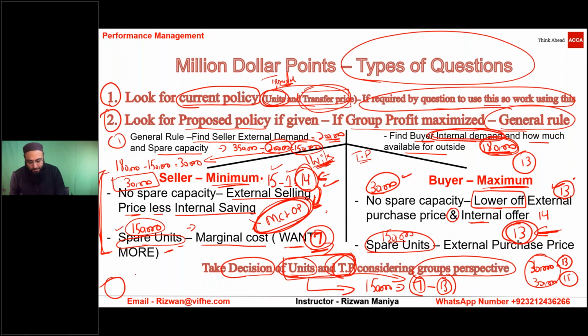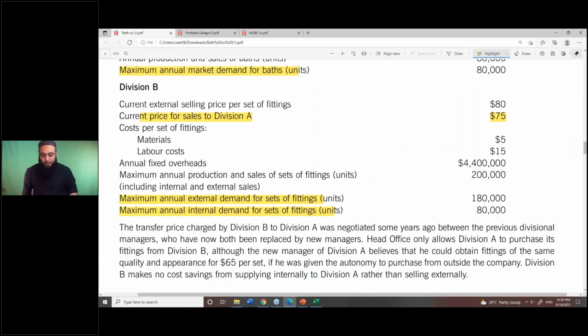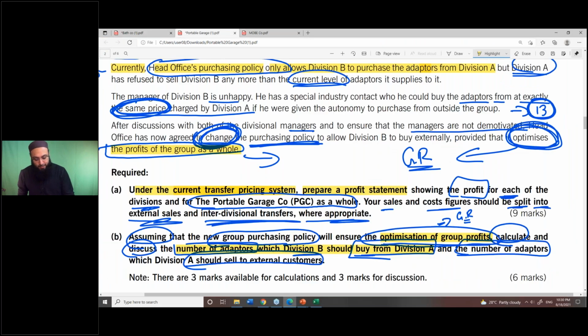How many units will B buy from A? We already found out that. How many? 150,000. Is this good for the group? Yes. No loss. Which means the answer is 150,000 units. B will buy 150,000 units from A. This is good for both.